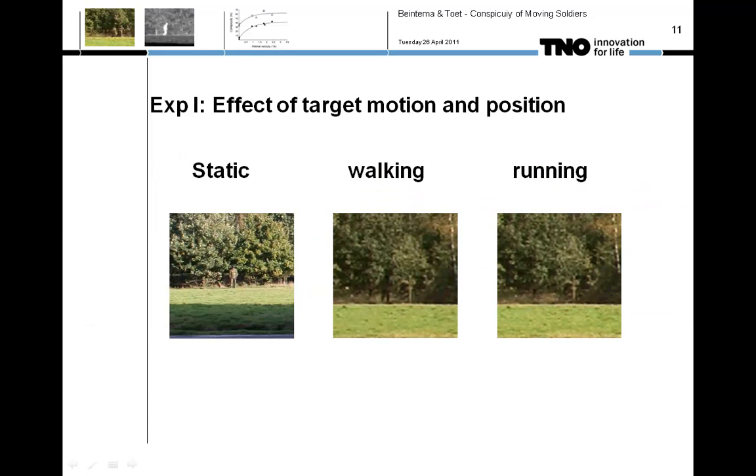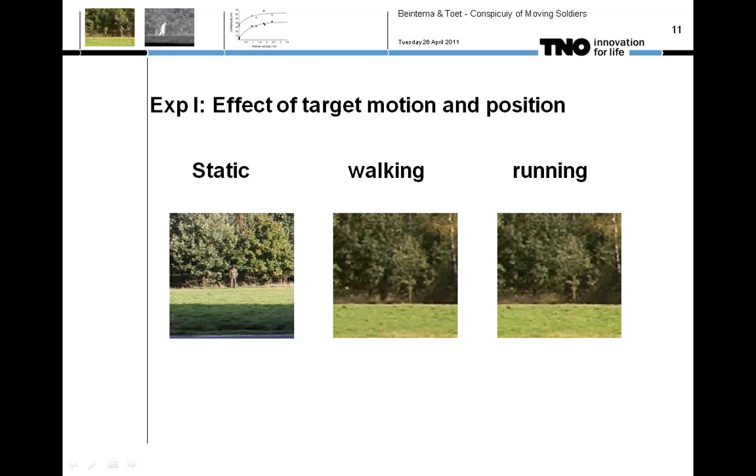In the first experiment, we tested 3 motion conditions: static, walking and running. In the static condition, the target person stood still, facing the observer. In the motion conditions, the person either walked or ran along the forest. The movement was along a cyclic path to avoid position-dependent shading effects.